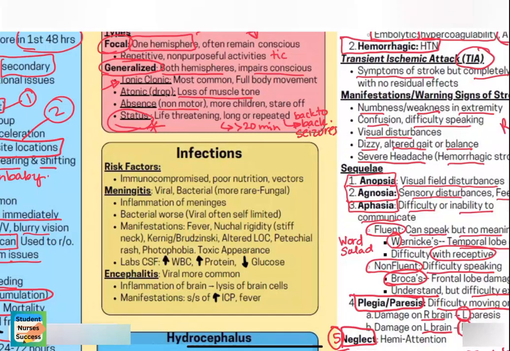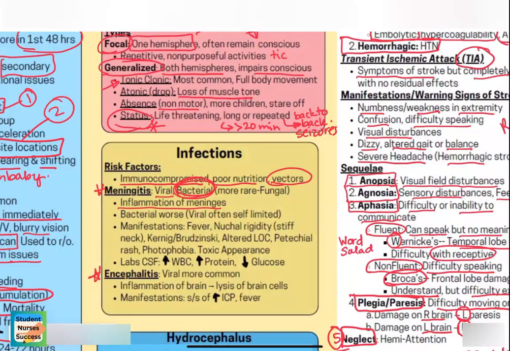Infections, when we talk about infections in the brain, people who are high risk for having infections or pathogens that cross over into the brain are those who are immunocompromised, those who maybe have poor nutrition, or those who are exposed to vectors such as mosquitoes that carry things such as encephalitis. The two infections I want to talk about are meningitis and encephalitis. Meningitis can be viral or bacterial. Fungal is more rare. Bacterial is much more serious.